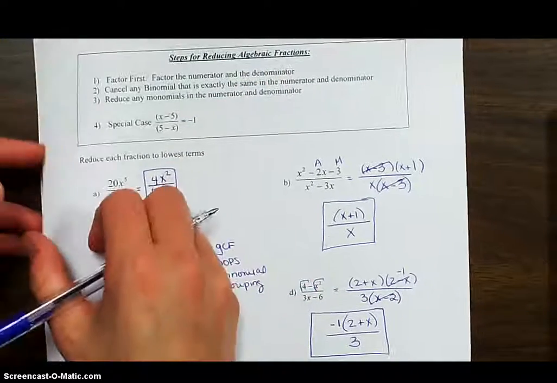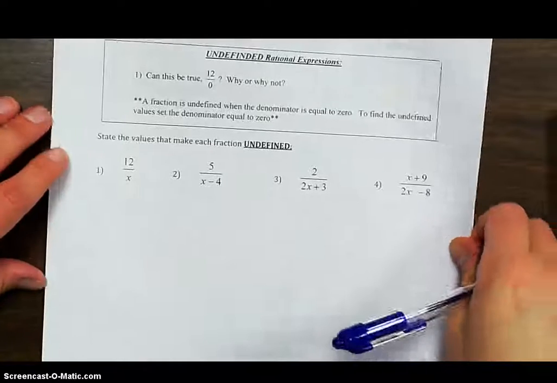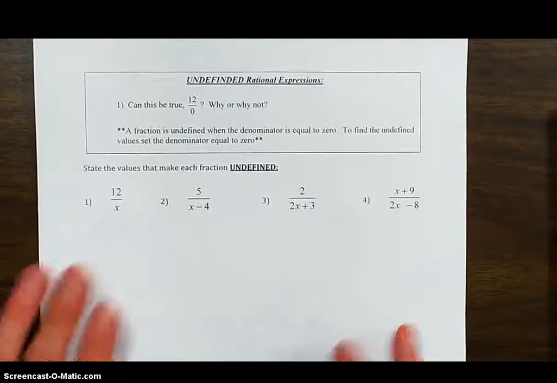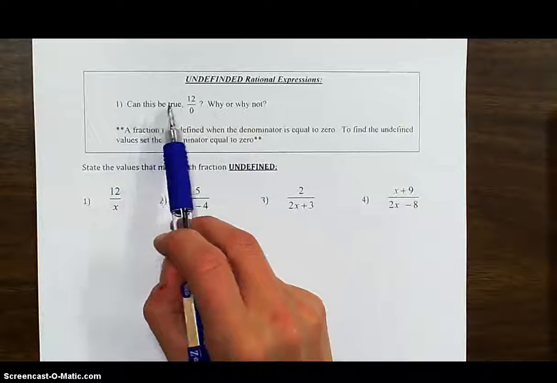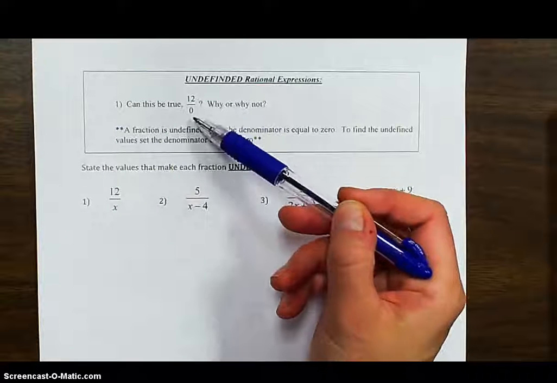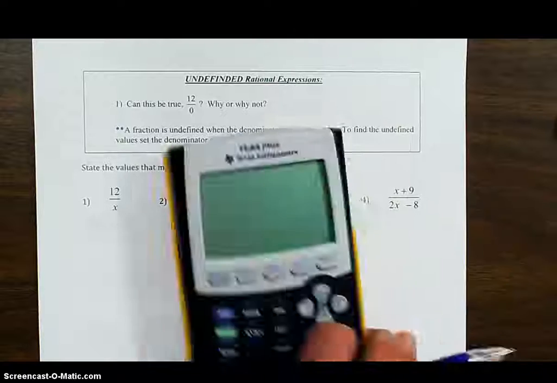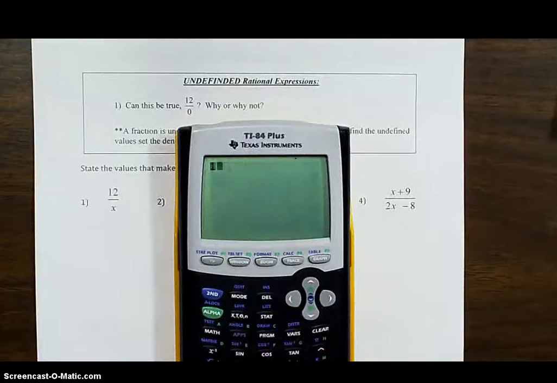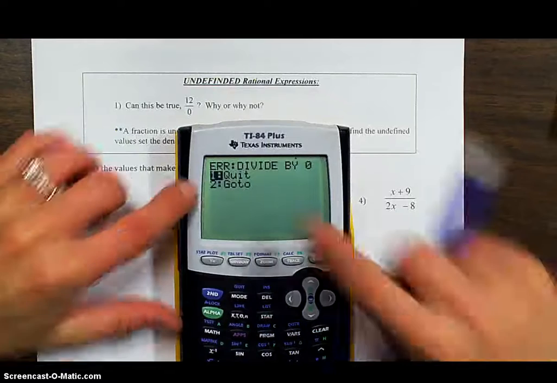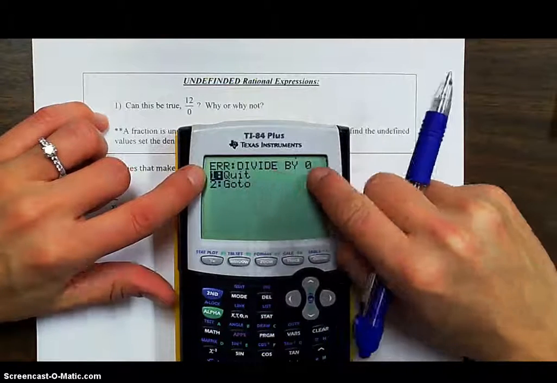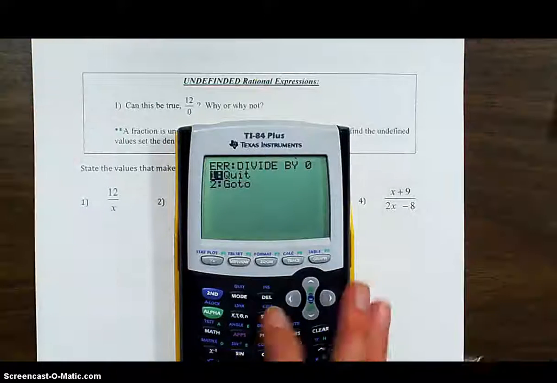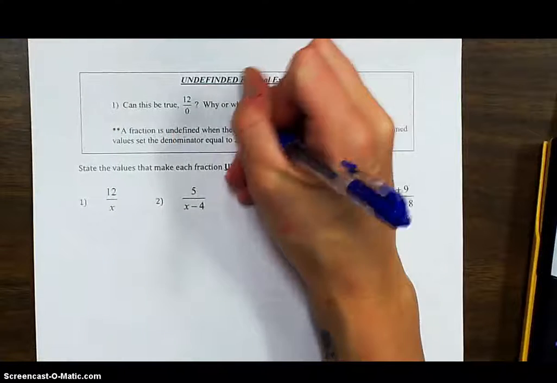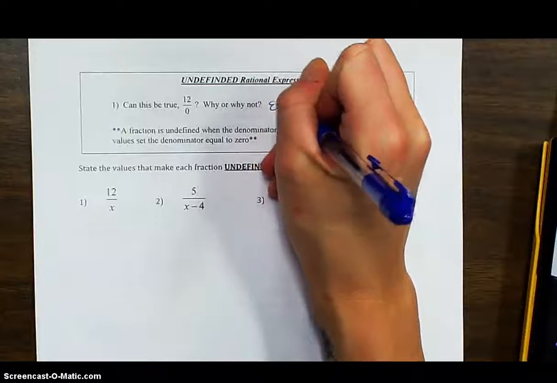Okay, next, I do want to show you one little side note, so let's flip over. And this is talking about the undefined term. So here's my question. Can this be true? 12 divided by 0. Why or why not? So let's take a look. 12 divided by 0. Okay, we're getting an error. Error. Divide by 0. Can you divide by 0? No, you can't divide something into 0 parts. So you can never divide by 0. Why or why not? Because you get an error.